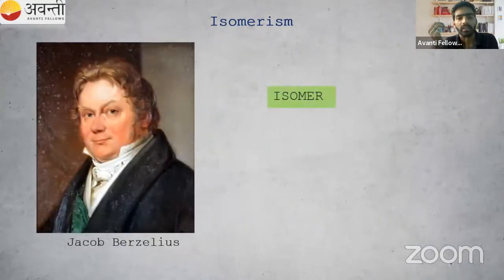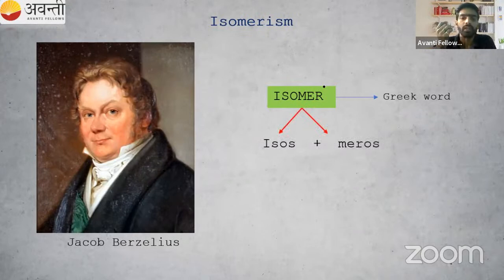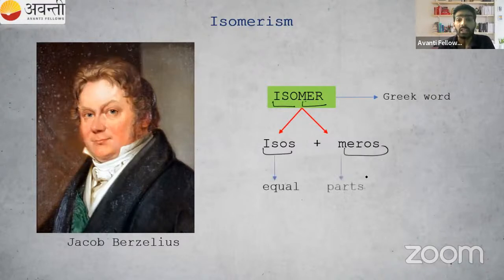This is Jacob Berzelius. He characterized the word isomer. It is a Greek word, and if you see the meaning, it is segregated into two parts, iso and meros. Isos means equal, and meros means parts. That means it has equal parts. Berzelius said that isomers have the same chemical composition, but their properties will be different. So an isomer has equal parts, but its properties are going to be different.